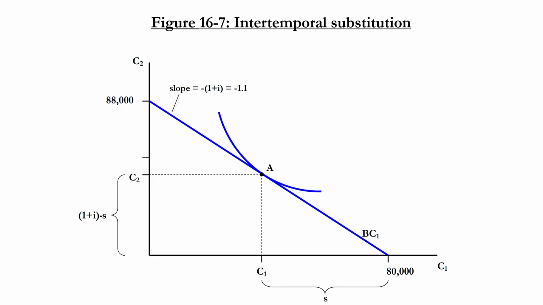So my optimal consumption in this case is C1 in period 1. So I say, well, look, given my impatience level, I want to consume C1 in period 1 in figure 16.7. What that means, I'm going to save 80,000 minus C1. What does that mean my period 2 consumption is? It means my period 2 consumption is going to be the amount I saved times 1 plus the interest rate. So it's going to be 1 plus I times 80,000 minus C1.